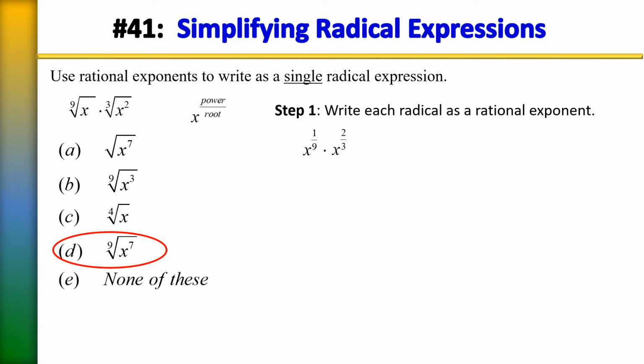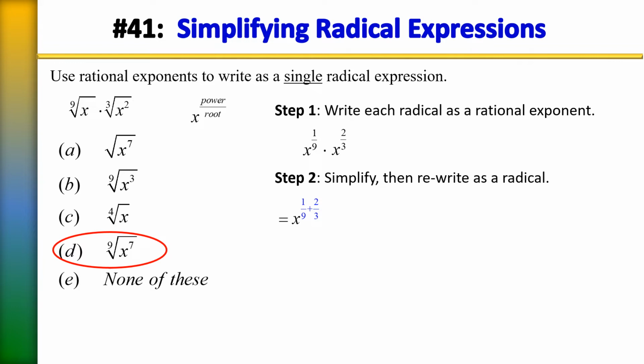So the next thing we need to do to solve this is to apply the product rule, and the product rule states that if the base is the same, which the bases are the same, x, keep the base of x and add the exponents. So to add these two, notice that they are unlike fractions, so before we can add them, we have to write them as equivalent fractions.